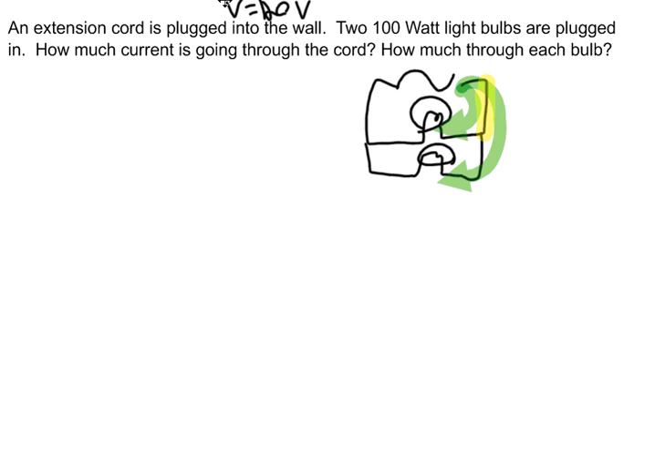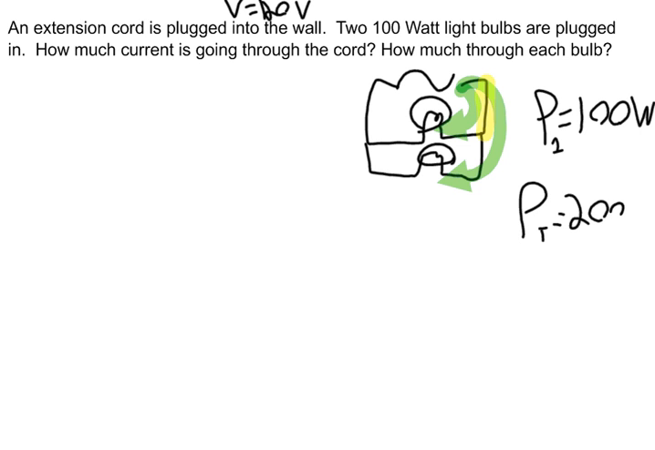So there's a few things we can do here. We do have 100-watt bulbs. That is a measurement of power. That is the power of one bulb. So the power of one bulb is 100 watts. The total power of both the bulbs then will be 200 watts.